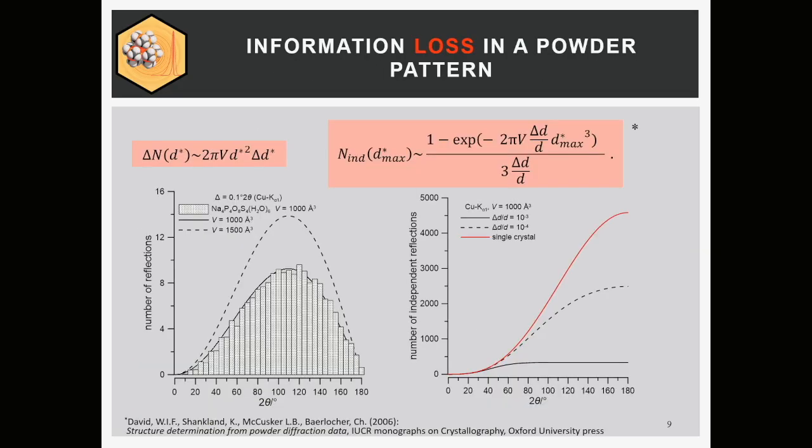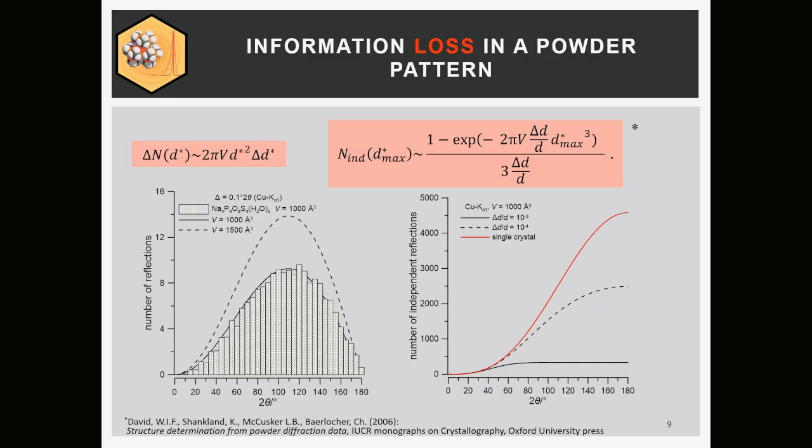Let's look a little bit at the information loss in the powder pattern. It's a very interesting paper by Bill David, Ken Shankland, Lynne McCusker, and Christian Baerlocher in 2006 in their book on structure determination from powder diffraction data. Still a very up-to-date book. The idea is the following. What we did here, we applied their formulas in a way that we say, okay, is there any compound which is triclinic and has exactly a volume of 1,000 cubic angstrom? And so we found this.